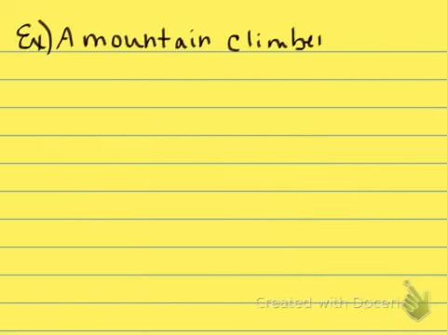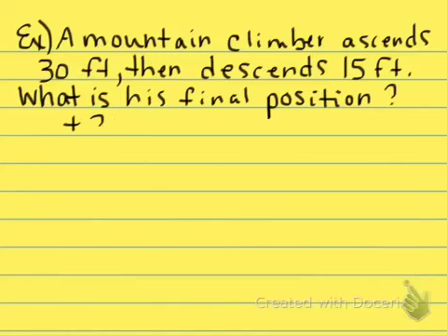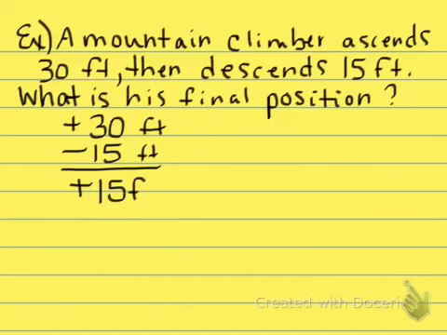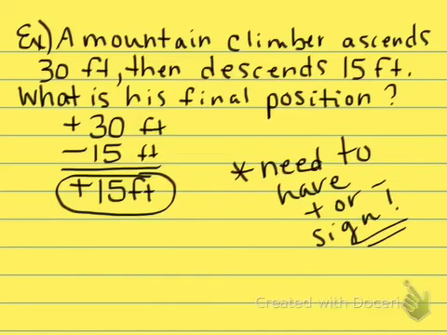All right, another example that can be tricky is when you're dealing with elevations and finding the difference. Difference means you're going to subtract. This was actually a problem found in the book as well. A mountain climber ascends 30 feet. Ascends means going up. Then descends 15 feet, so obviously the opposite, going down. What is his final position?